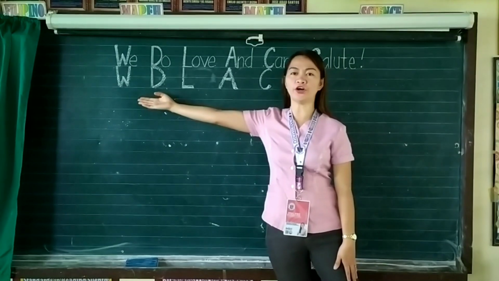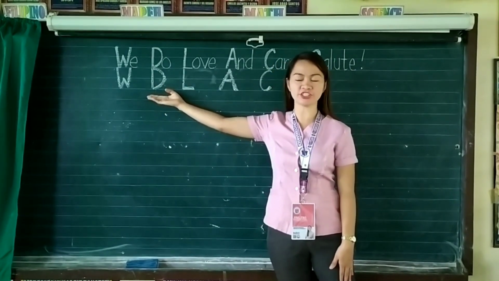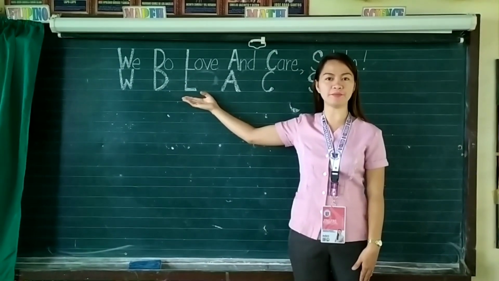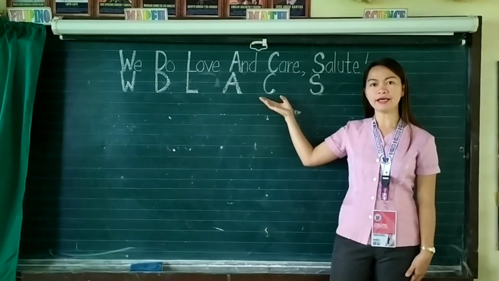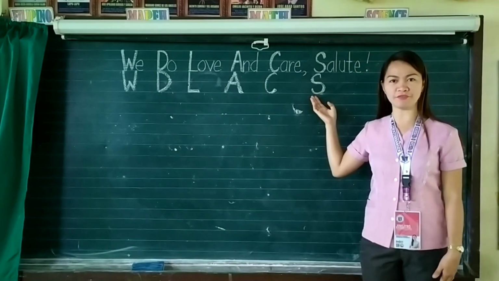W stands for whole numbers. D stands for dissimilar fractions. L is for LCD, or the least common denominator. A is for add or subtract. C, copy the common denominator. And S is to simplify.